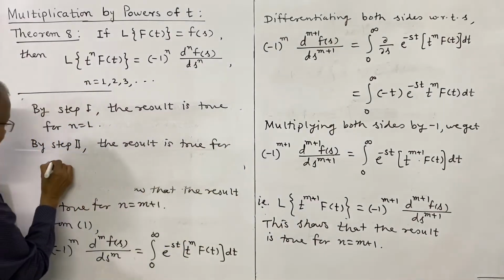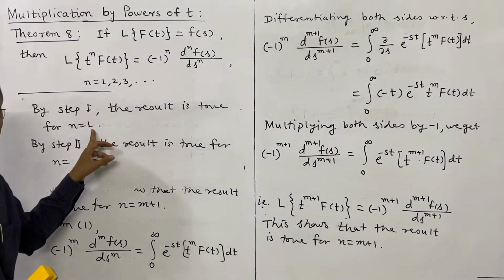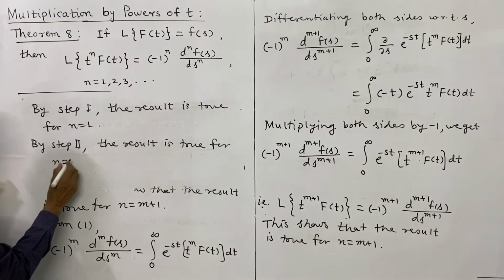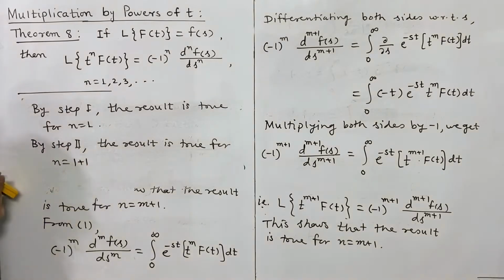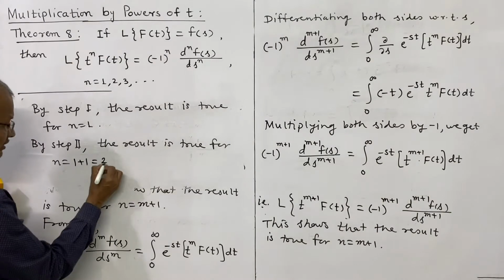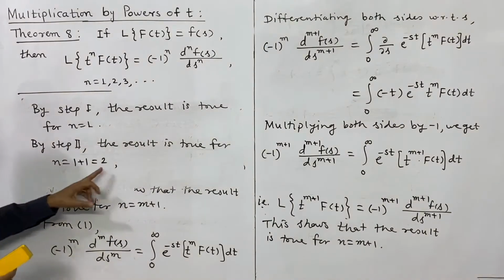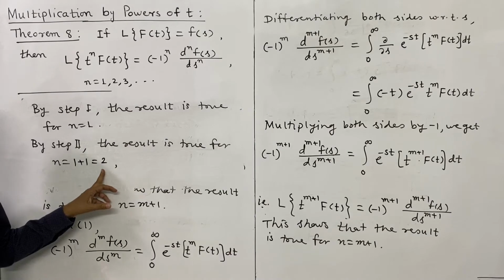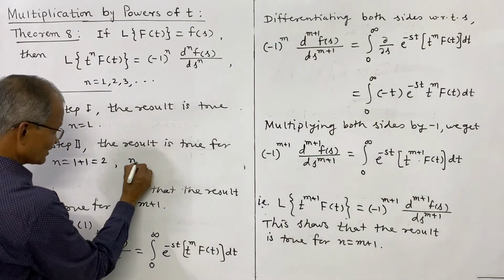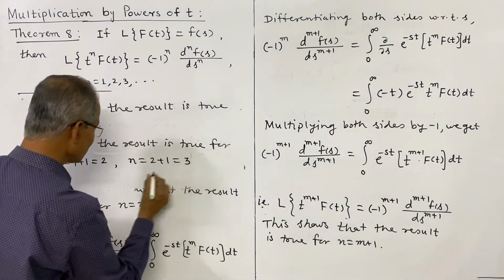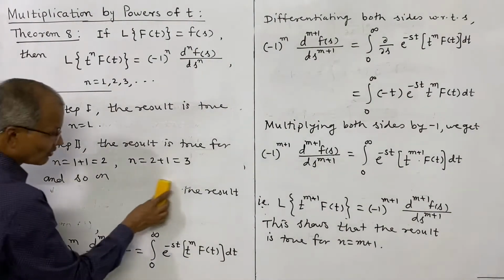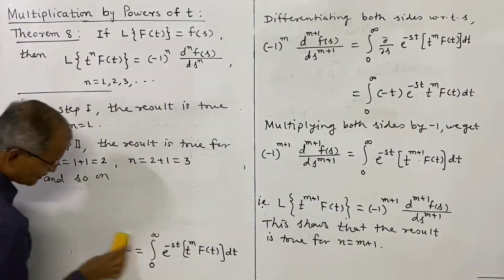If it is true for n is equal to m, it becomes true for n is equal to m plus 1, and therefore it is true for n is equal to 1 plus 1, that is, n is equal to 2. And once it is true for n is equal to 2, then it becomes true for n is equal to 2 plus 1, that is 3, and so on. The result is true for n is equal to 1, 2, 3, etc., infinite values, positive integers.